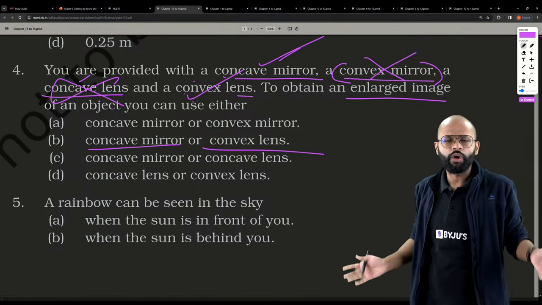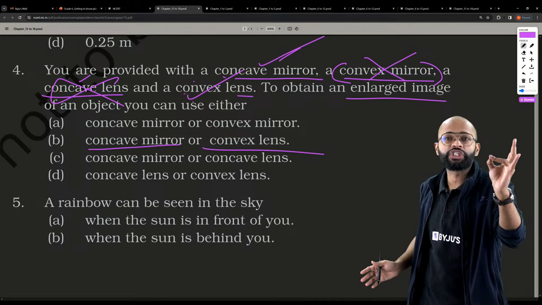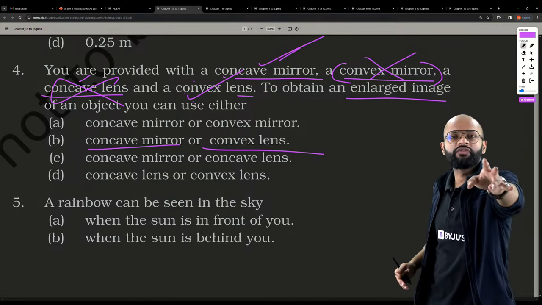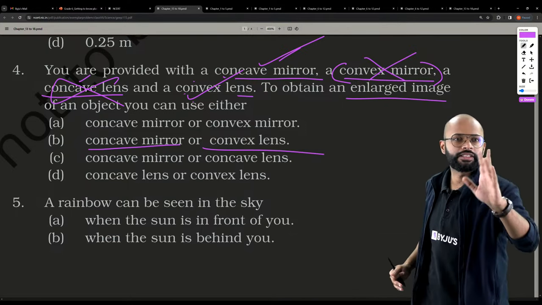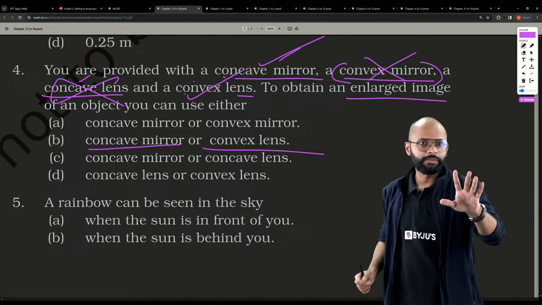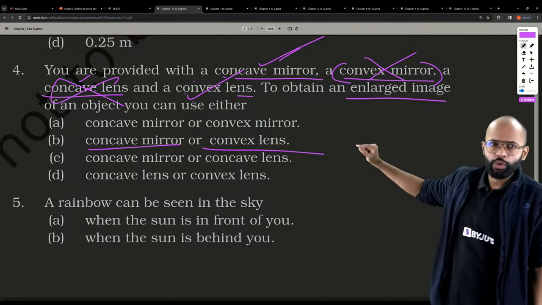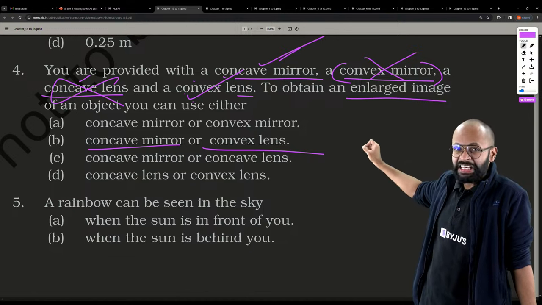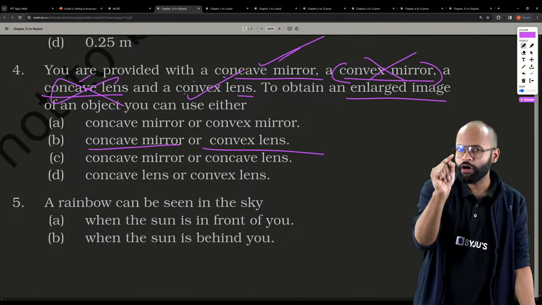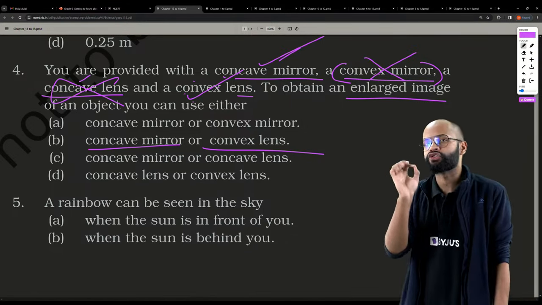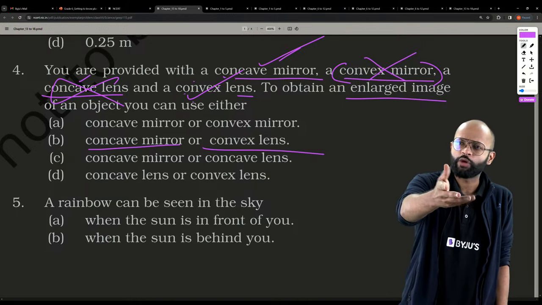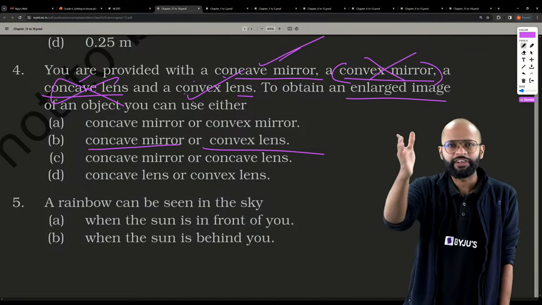Easy. Both can form virtual, erect and magnified image. Kab? When the object is very close to the mirror or lens. Hai na? Haan, magnifying glass. Clear ho gaya? Beta, as you can see, it's a living proof. Cases of mirrors and lenses are extremely important. Balki you don't have all the cases. Grade 10th mein aoge na, I will teach you separately.